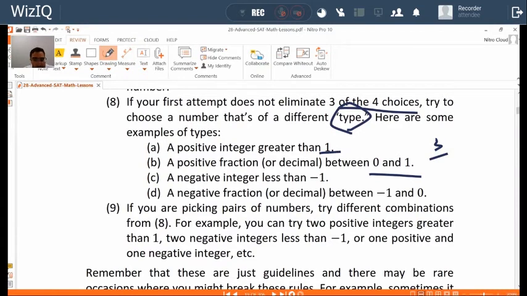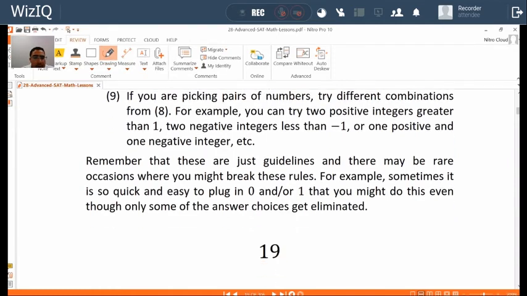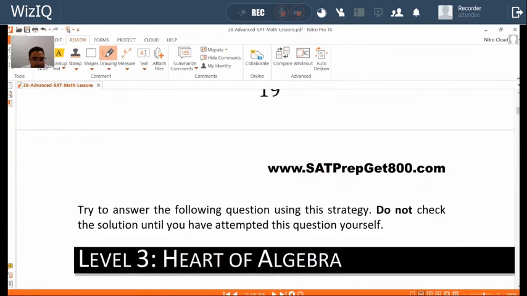Now, if you are picking pairs of numbers, you can try different combinations from these. So maybe a positive integer greater than 1, and the next one a negative integer less than -1. These are just guidelines, and sometimes you need to break these rules. Sometimes it's so quick and easy to plug in 0 and 1 that you might do this even though only some of the answer choices get eliminated.